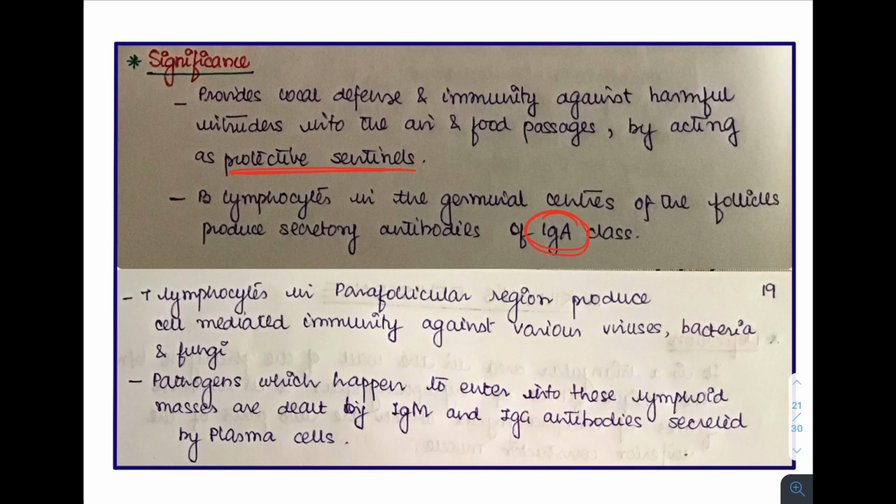The pathogens which happen to enter into these lymphoid masses are dealt with by IgM and IgG antibodies secreted by the plasma cells. So there are two kinds of immune response, two kinds of lymphocytic cells here: the B lymphocytes, which are seen in the germinal centers of the follicle, and the T lymphocytes, which are seen in the parafollicular region. Basically, they are providing a local defense and immunity to the upper part of the aerodigestive tract.